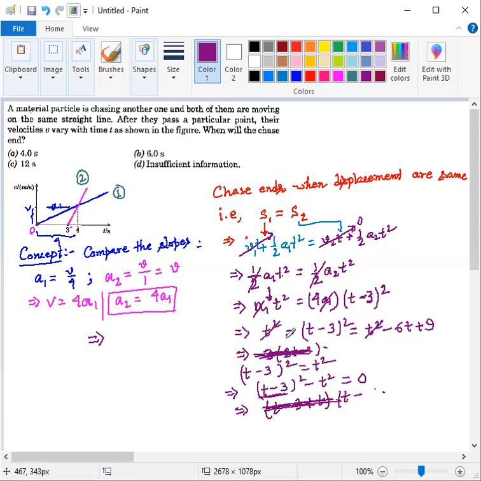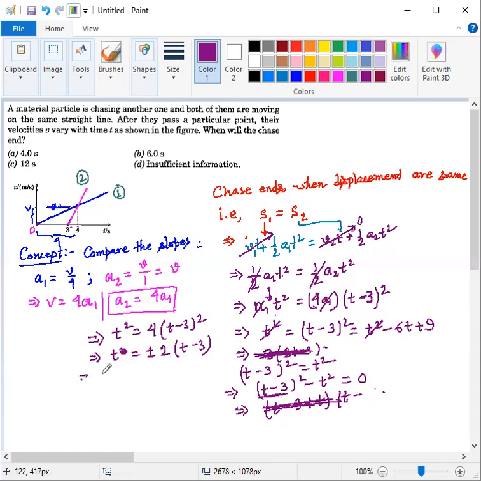There is a 4 which is missing here. So you can write t square equal to 4 into (t minus 3) squared. Or we can say this t square equal to plus minus 2 into (t minus 3). This t equal to.